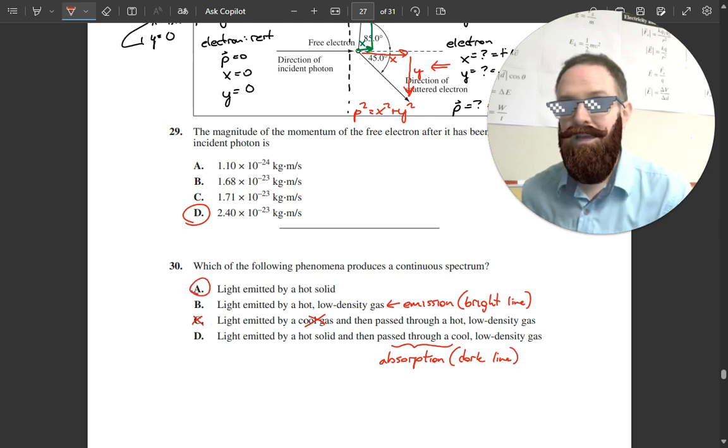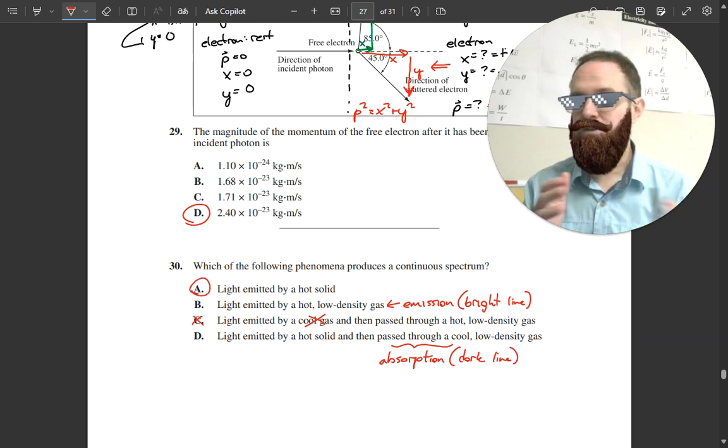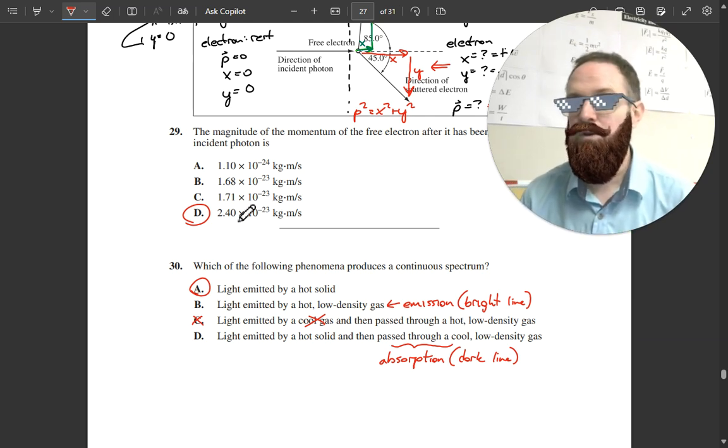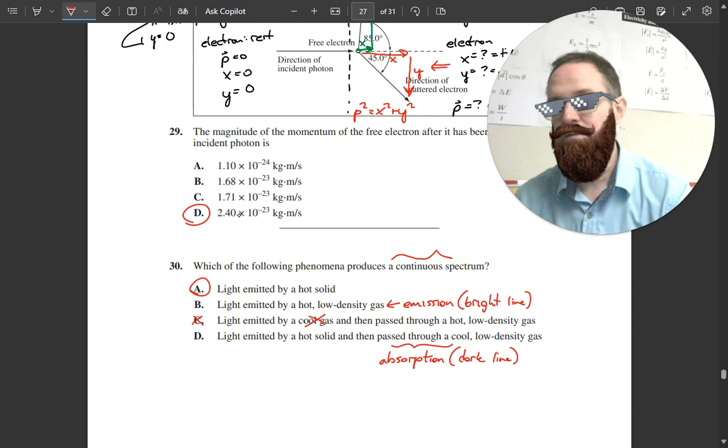So the answer is A. Hot solids or hot liquids are going to produce a nice continuous spectrum, the whole rainbow. This is the full rainbow. That's what they mean by that.